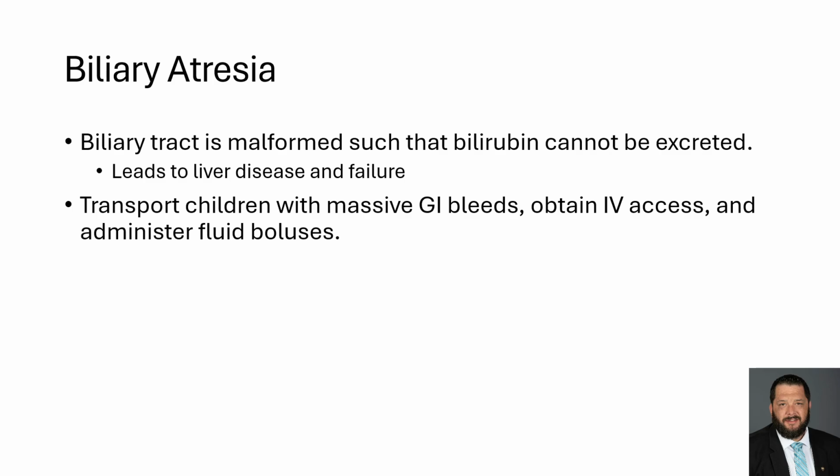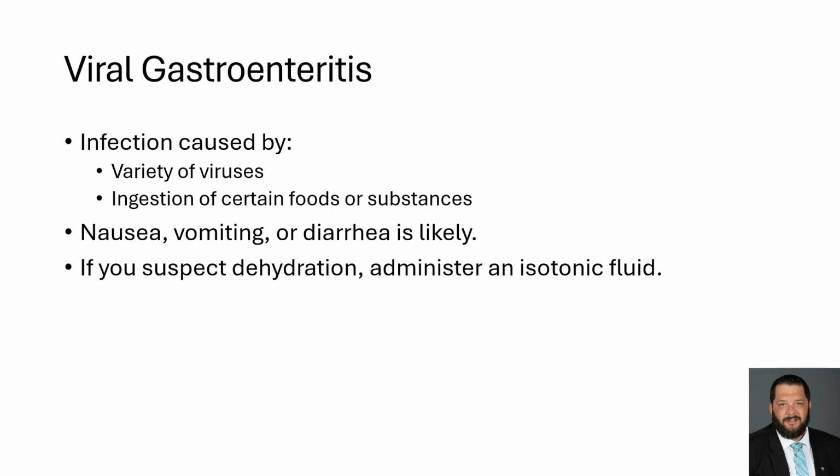Firstly, let's talk about biliary atresia. This is where the biliary tract is malformed so that the bilirubin can't be excreted. This leads ultimately to liver disease and failure. For transporting children with massive GI bleeds, make sure you obtain IV access and administer fluid boluses. This would constitute a potential state for hypovolemic shock.